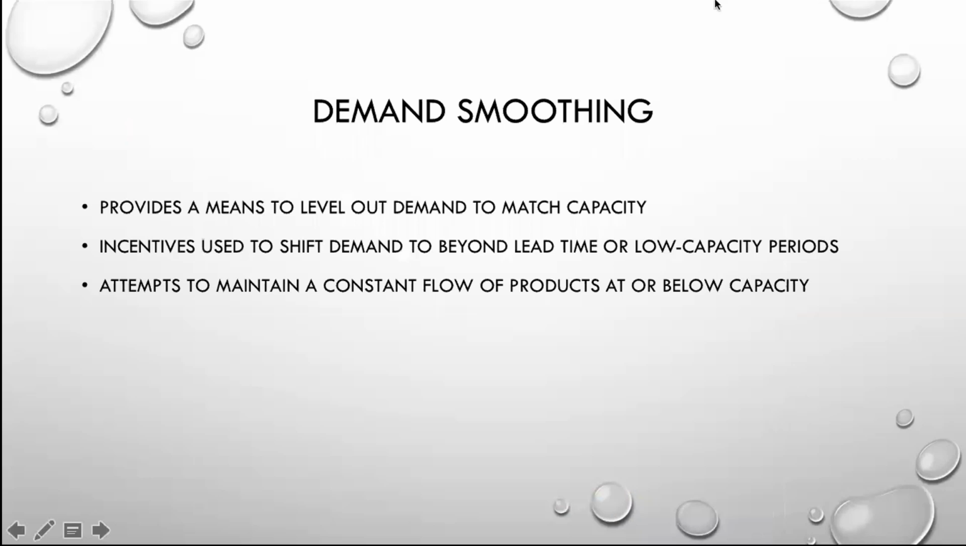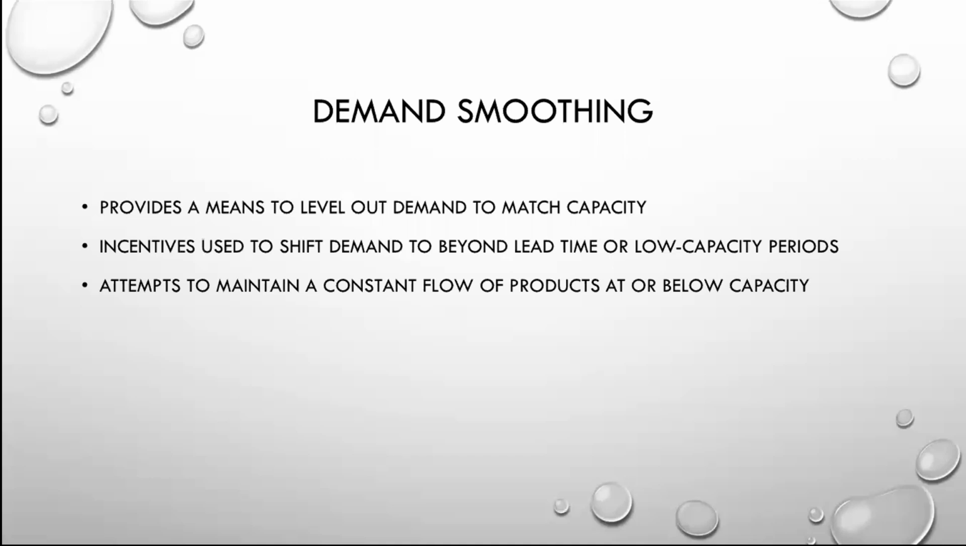Demand smoothing. Demand smoothing is a strategy that's used as a means to level out the demand to match the capacity of your supply chain. We use incentives to shift the demand further out so that you either shift it to a low capacity period or to your beyond lead time area.